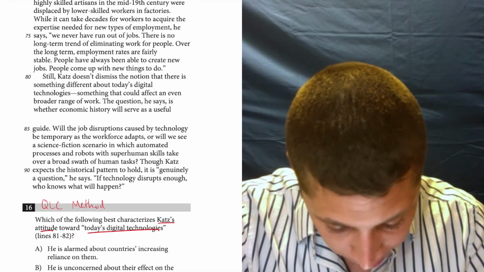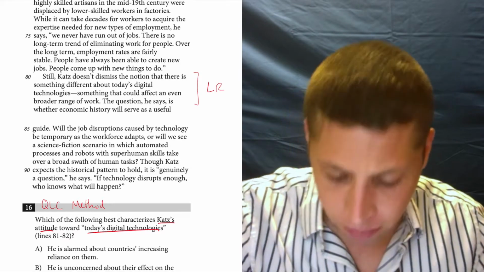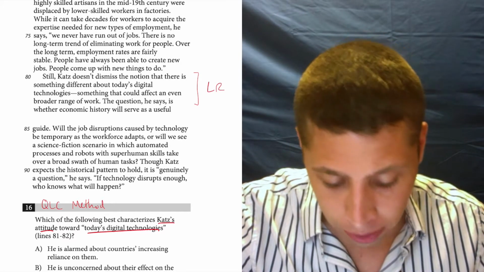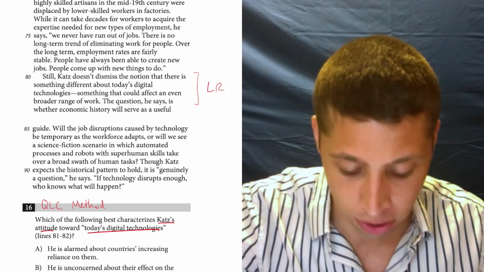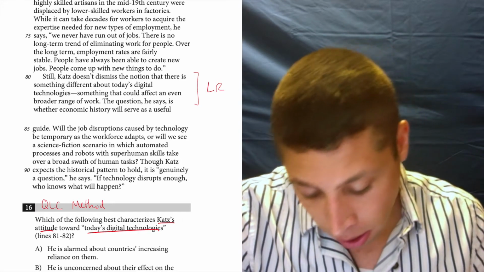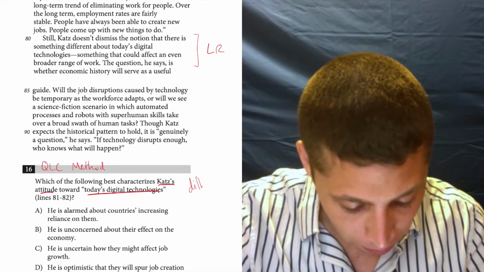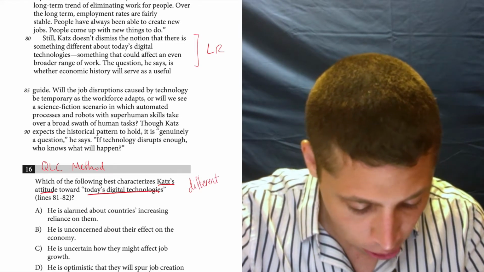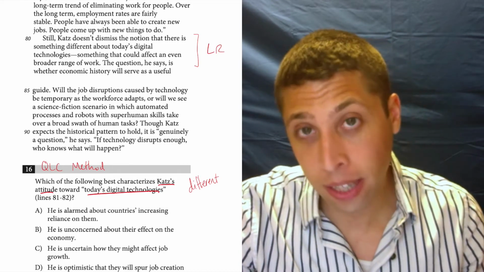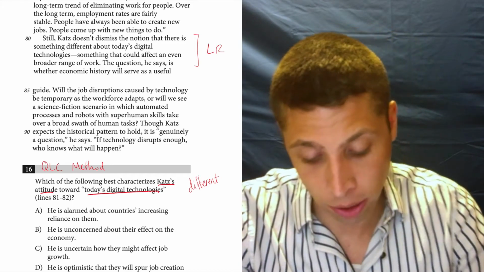It says, this is the kind of line reference right around here. Still, Katz doesn't dismiss the notion that there is something different about today's digital technologies, something that could affect an even broader range of work. So, okay, well, it says there's something different, so maybe that's something to note down. He's saying it's different, I don't really know, but let's see. We're going to get more information as we read those other line references, so let's go ahead and do that.